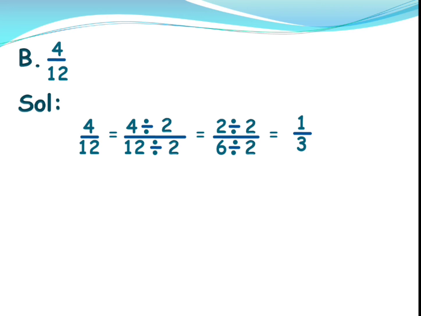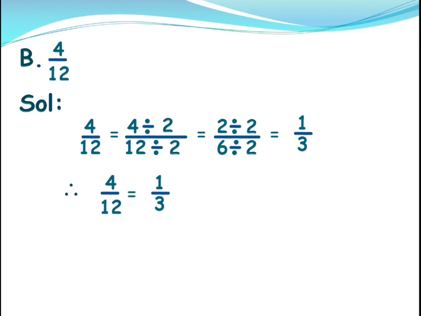Okay, that means 4 by 12 is equal to 1 by 3, where 1 by 3 is the simplest form of 4 by 12. Like that also you can write it down. 1 by 3 is the simplest form of 4 by 12. That way also you can write it down. Or else 4 by 12 is equal to 1 by 3 also you can write it down.